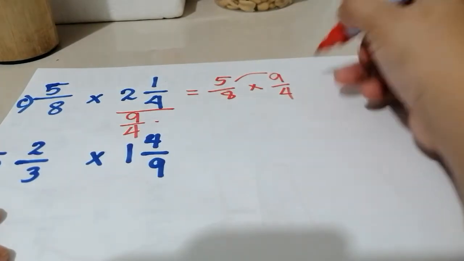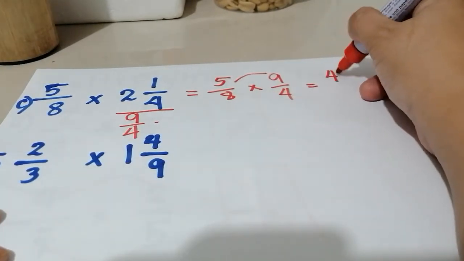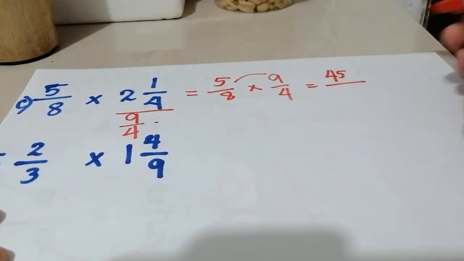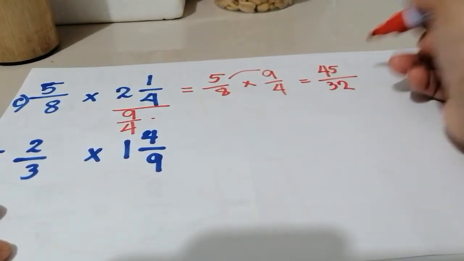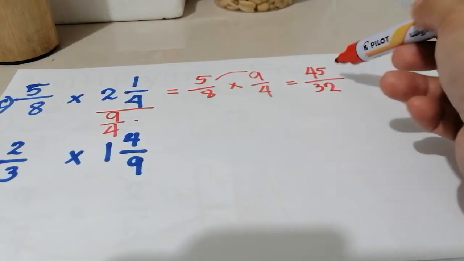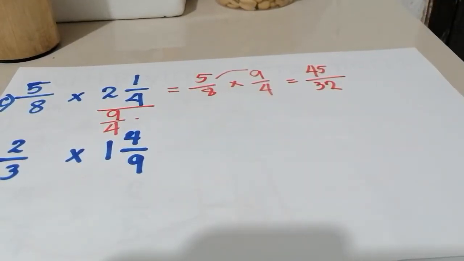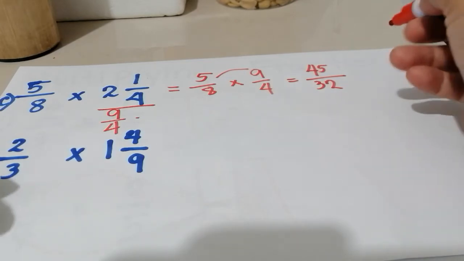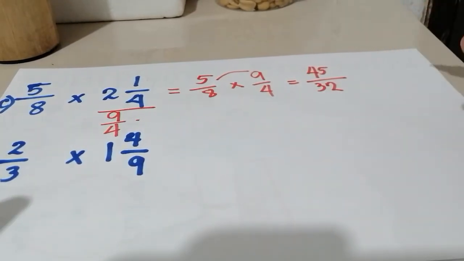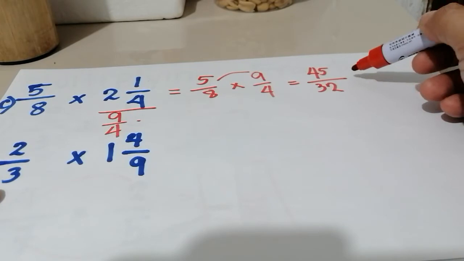So, 5 times 9, that will be 45 over 8 times 4, that will be 32. So, as you can see here, 45 over 32 is what? It's an improper fraction. So, dahil improper siya, kailangan nating isimplify. Unang-una, we have to make this improper into mix.